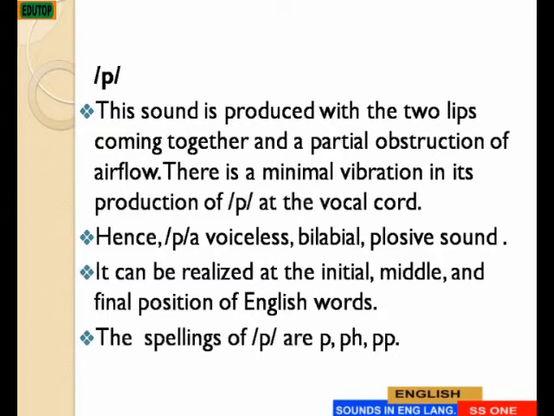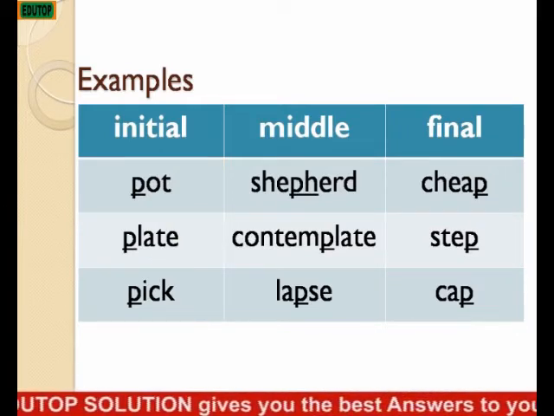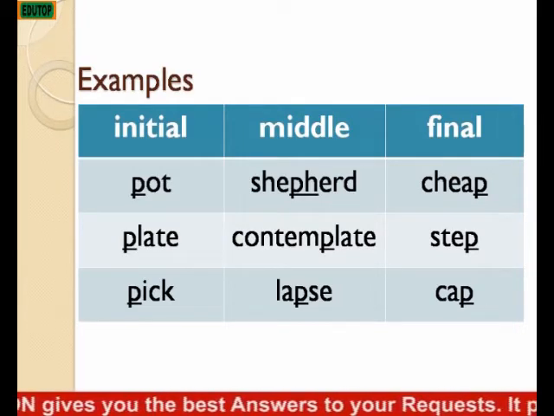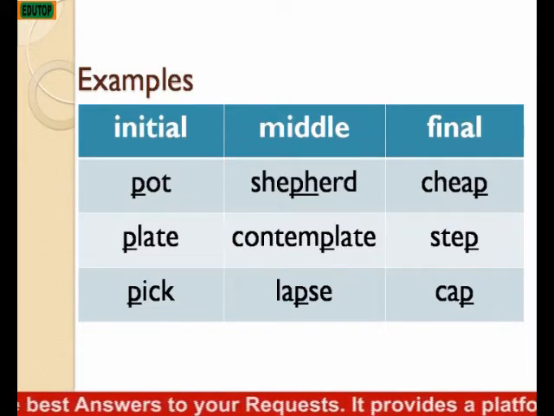It can be realized at the initial, middle, and final position of English words. The spellings are P, PH, and double P. Let's check out some of the examples. We can realize pa at the initial stage. Examples include pot, plate, pick. At the middle stage, we can have something like shepherd, contemplate, lapse, and then at the final stage, we can have chip, step, and cap, etc.